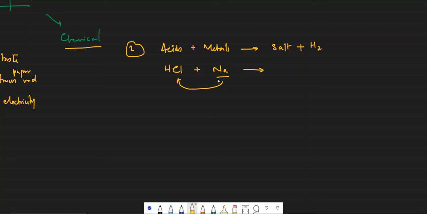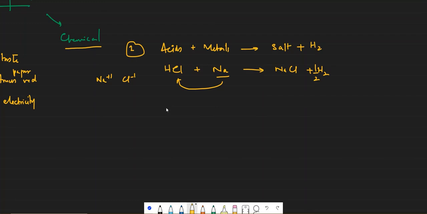For example, when Na is hitting Cl, Na is plus 1, Cl is minus 1, so it will form NaCl and hydrogen will be released. Since there are two hydrogens on one side and one hydrogen on the other, either you can multiply by 2, or you can simply multiply the one hydrogen by 1 over 2. Okay, let's do another example.